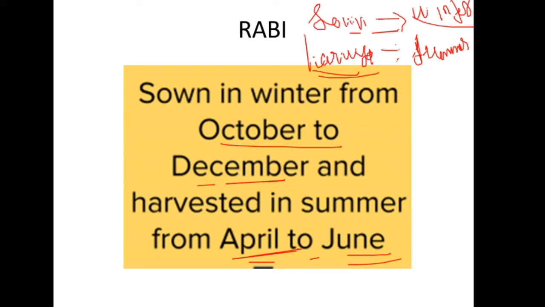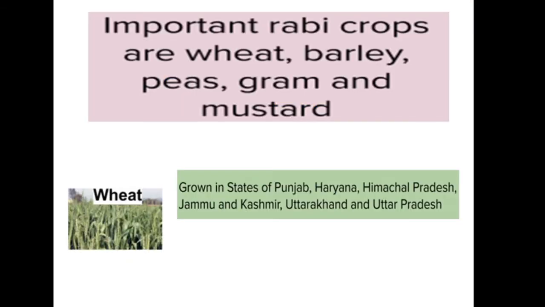When we are talking about the Rabi season, the crops grown in the Rabi season are sown in the winter time, that is from October to December, and harvested in the summer, that is from April to June. So sown in the winter, October to December, and harvested during the summer, April to June. Now, the next part is the important Rabi crops.